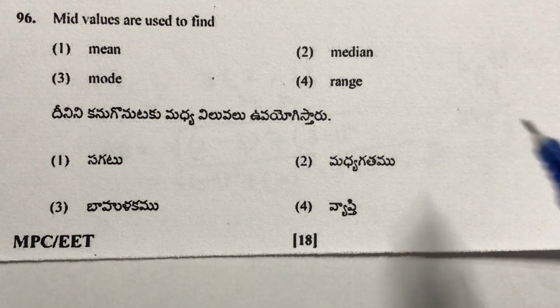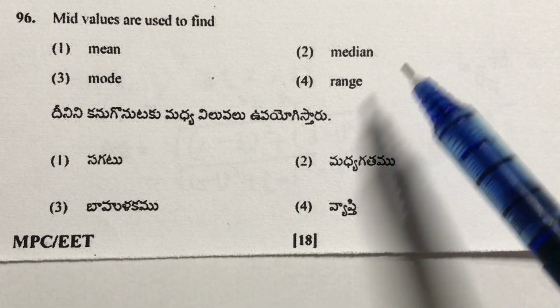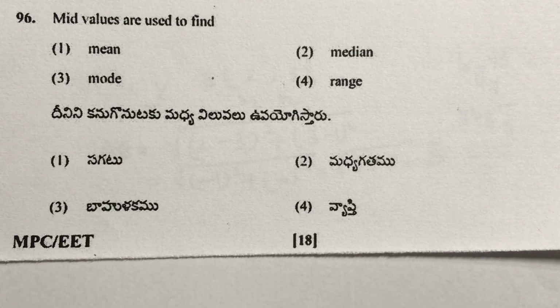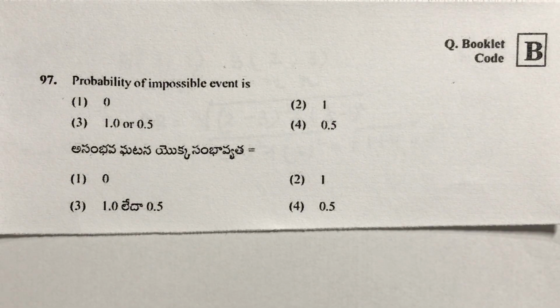Mid values are used to find mean. For median, we'll find cumulative frequency. Mode we'll do directly. So for mean, we'll use mid values. Those are nothing but class marks. So the correct option is 1. Probability of impossible event: the probability of an impossible event is 0. So the correct option is 1.